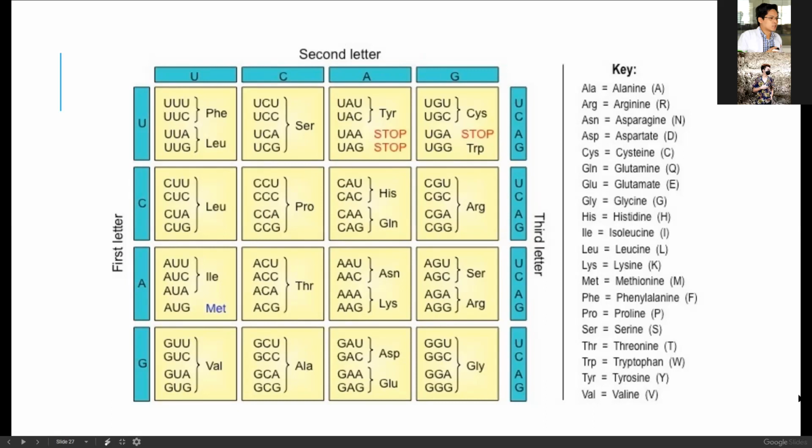Let's move forward. Anyway, this table is actually given in your module. It is in the module. You can download your module actually in the LMS.